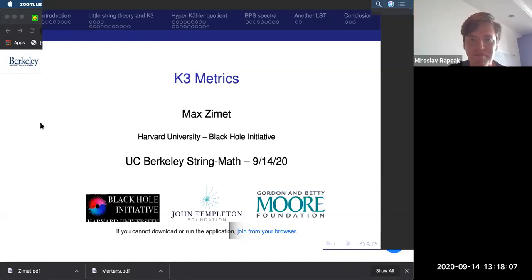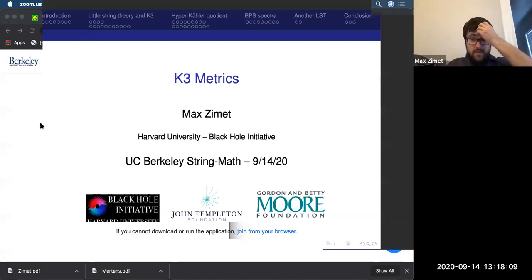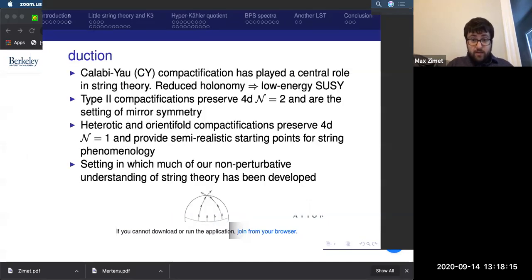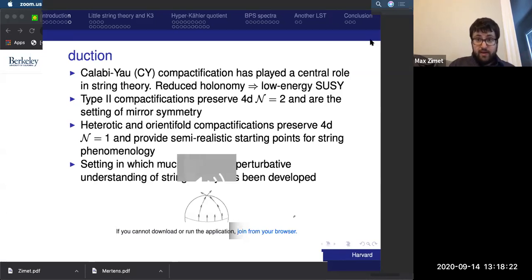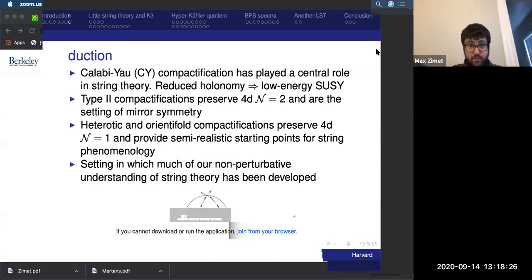Okay, so I'm going to be telling you about recent work on K3 metrics. So let me just go ahead and get started. Let me review the motivation for why string theorists might be interested in this. Then I'll also give a quick intro for mathematicians.